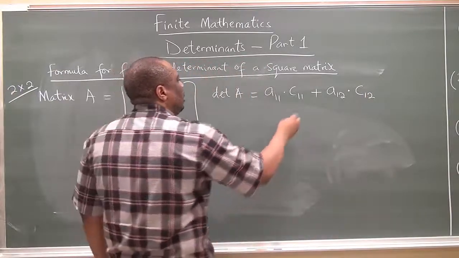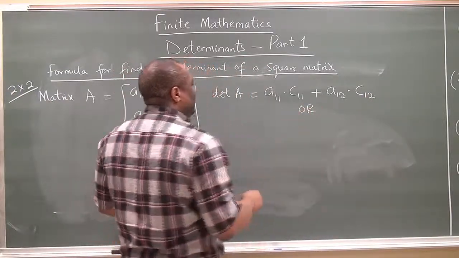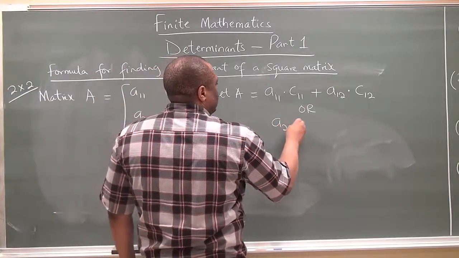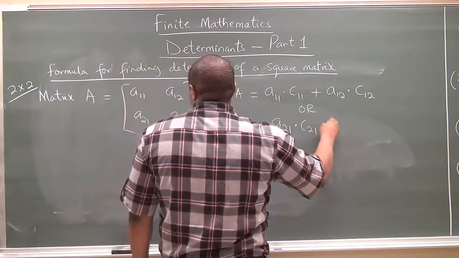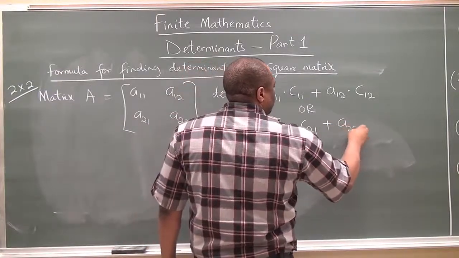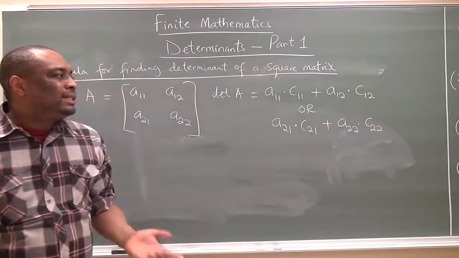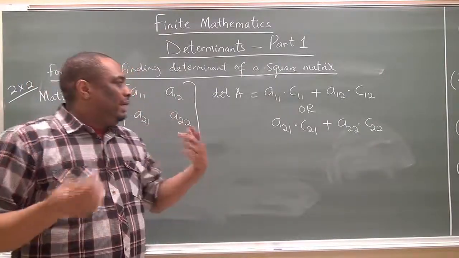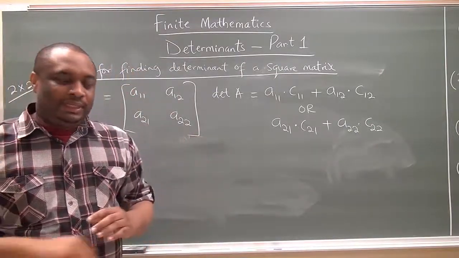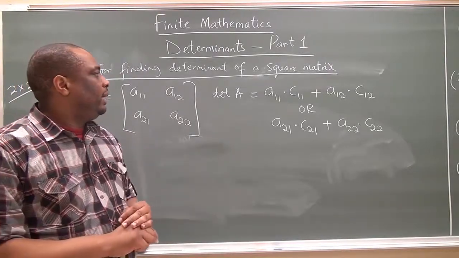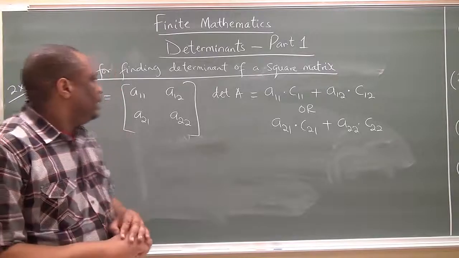Or you can have it as A21 times C21 plus A22 times C22. Now, the question you will ask me now is, what is C? C is the cofactors. We will come to that. Okay? We will come to that in a moment.